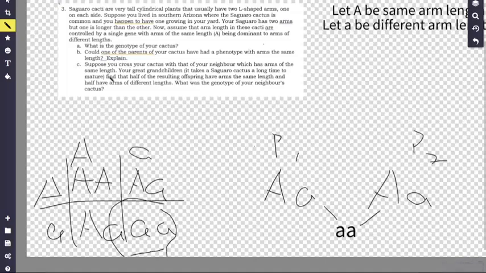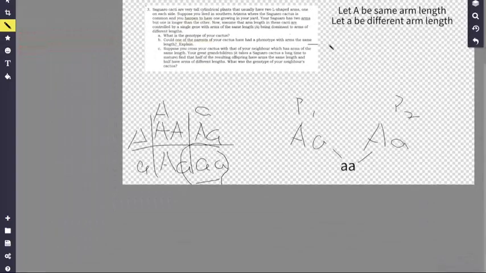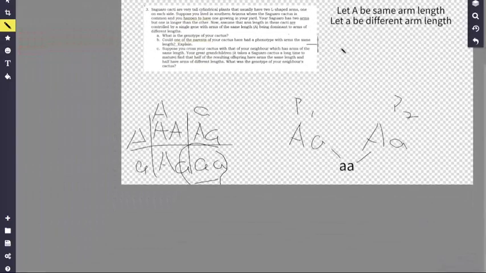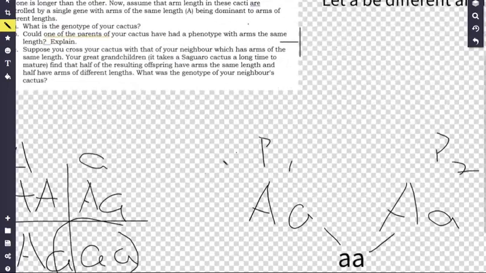Yes, one or both of my parents could have had a phenotype with arms of the same length, yet still produced me, because they could have been heterozygous. So here, the only thing they want you to mention is probably the idea of heterozygotes and the idea that you have a 25% chance of getting that gene. And that was pretty much it. Now let's go on to the last question.